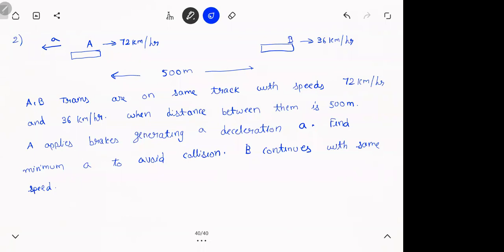So the question is how much the deceleration of A should be so that the collision is avoided. Hope the question is clear. Anyone who didn't understand the question, please ask me. Question is clear, please go ahead. I'll give you 2 to 3 minutes. Solve. Then I'll show you how to do this using the relative frame. Do it in the relative frame.